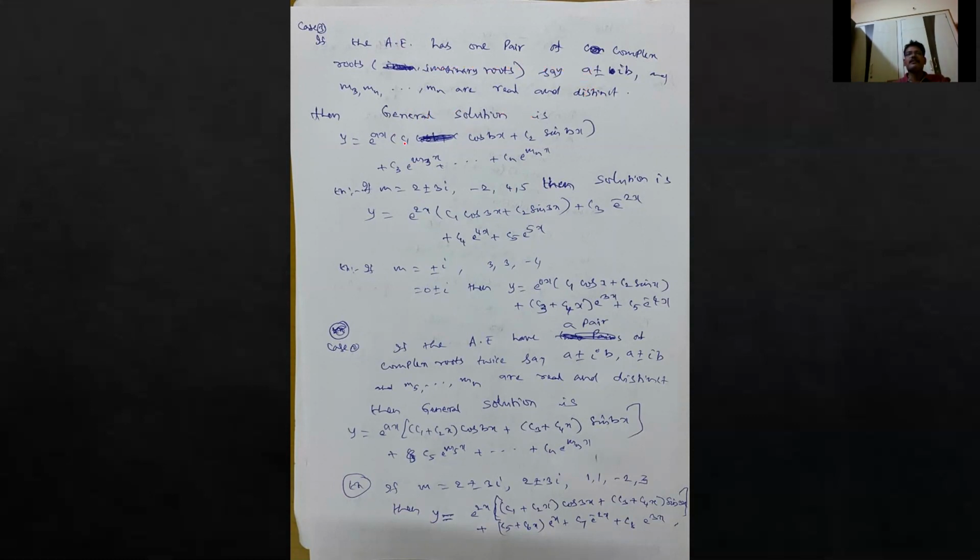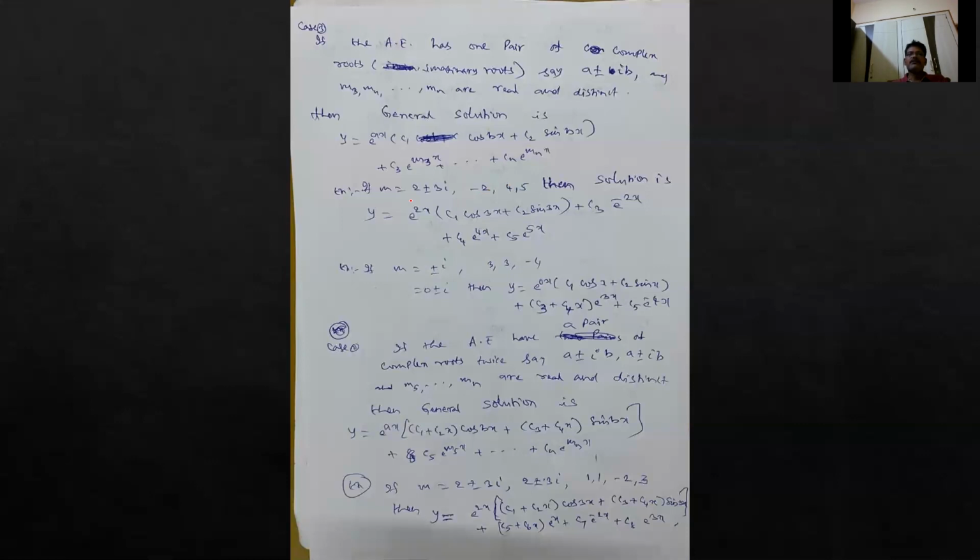The general solution is, so these two are one pair. That means a plus ib is one root, a minus ib is another root. So it is one pair of complex roots. You know that whenever a plus ib is a root, a minus ib is also a root. So we can write y equal to e power ax, into c1 cos bx plus c2 sin bx. The remaining roots are distinct, so we can write c3 e power m3x, up to cn e power mnx.